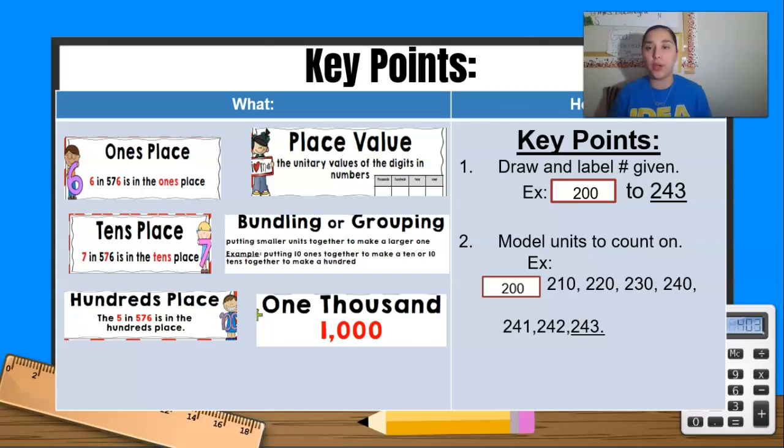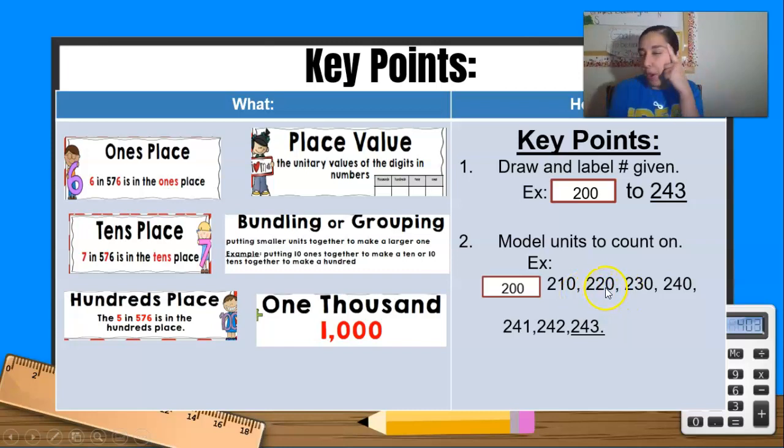How are we going to complete the work today? Well, the first thing is that you need to draw and label the number given. So for example, if you're going to need to count from 200 to 243, we're going to model it like this, which is step number 2. I write the number 200, and then I think, do I count by ones? Do I count by tens? Yes, boys and girls, I will count by tens because from 200, I need to get to 210. Now I think, do I count by ones or do I count by tens? Yes, by tens, and 210 plus 10 more is 220.